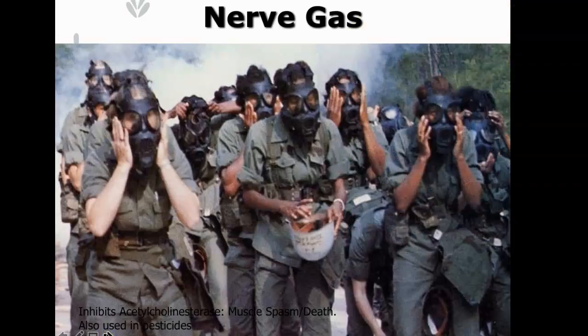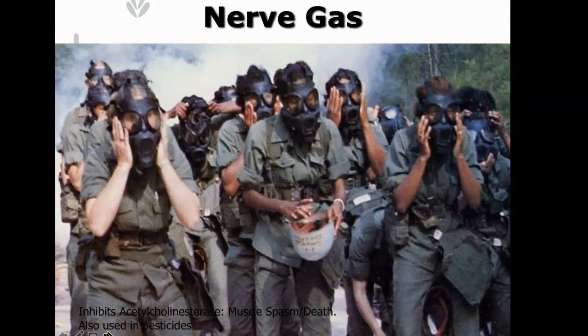And then finally, you also have nerve gas. Nerve gas works a little bit differently in that it inhibits acetylcholinesterase, which is the enzyme that breaks down that acetylcholine, causing the muscle contraction to stop. So if you don't stop the muscle contraction, the muscle keeps contracting and it ends up spasming and causing tetany. And so that ultimately also will lead to paralysis and death because the muscle can't continue to function. This is also commonly what's used in pesticides.